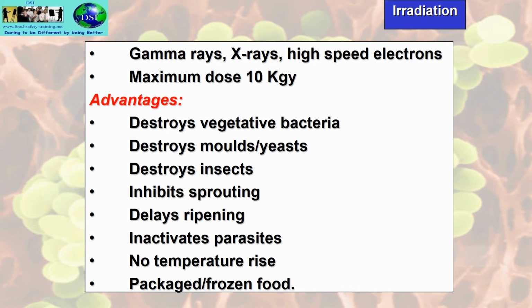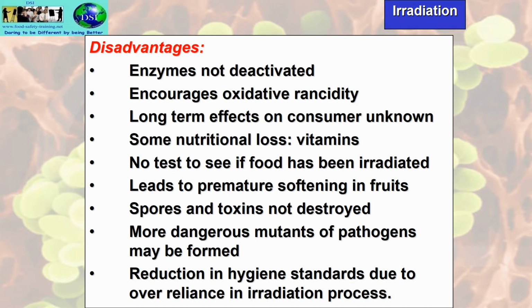The disadvantages: enzymes are not deactivated, it encourages oxidative rancidity. The long-term effects on the consumer are unknown. There is some nutritional loss, for example, the vitamins. There's no test to see if the food has been irradiated. It leads to premature softening in fruits. Spores and toxins are not destroyed. More dangerous mutants or pathogens may be formed. There is a reduction in hygiene standards due to over-reliance on irradiation processes.